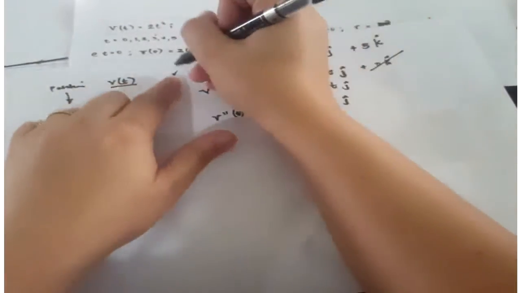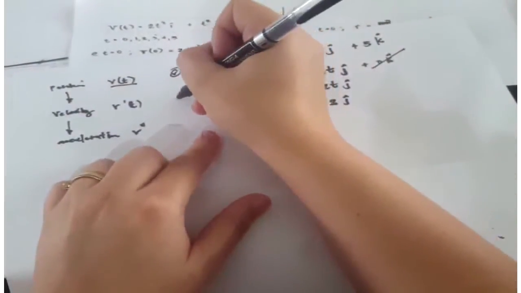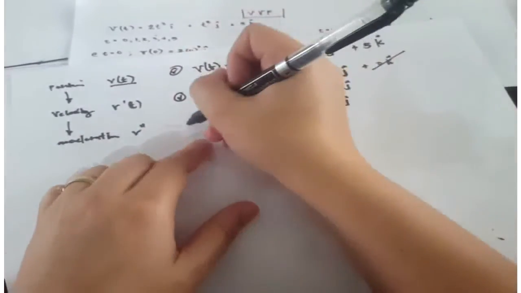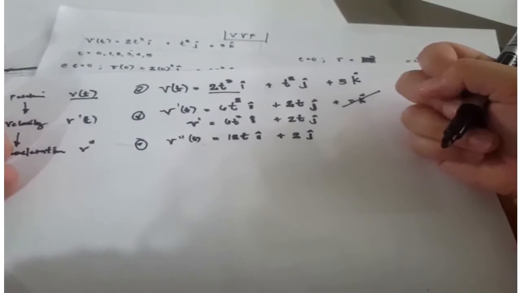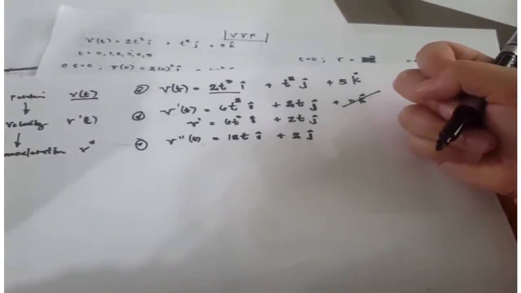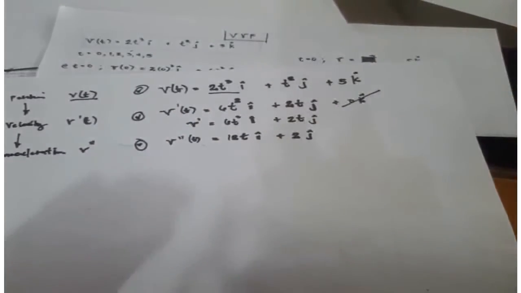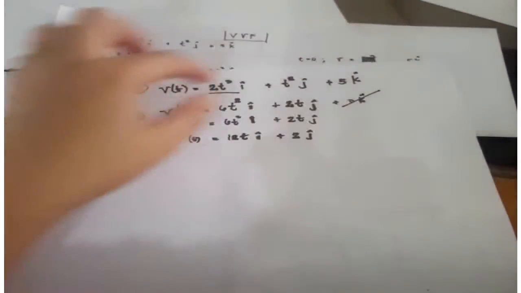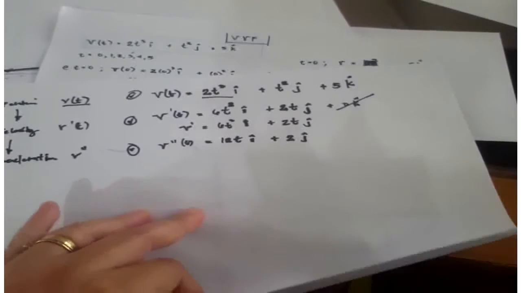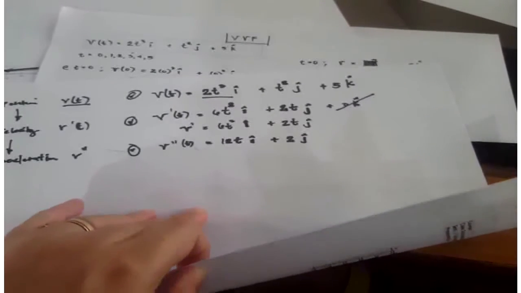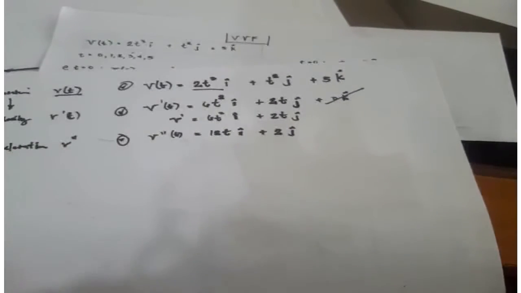So again, from your position, you can now compute the velocity and then the acceleration by simply differentiating the position vector given by this function. Okay. So once again, please review your calculus so that we can easily move on from this topic. Okay.